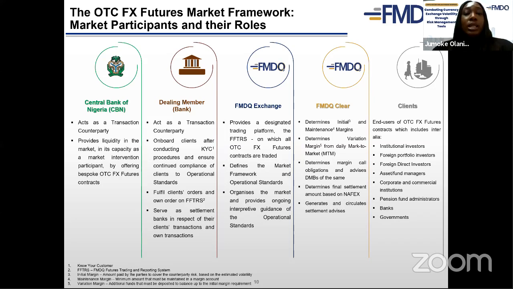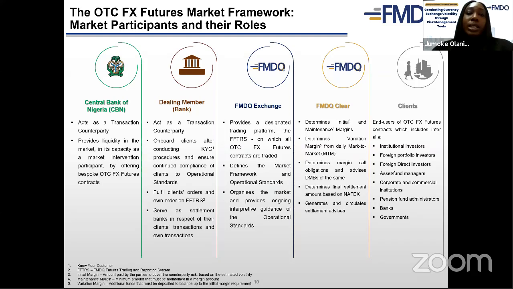However, in this market, the central bank is a transaction counterparty, in the sense that the central bank offers prices of the Naira settled OTC FX futures to provide the liquidity that is needed in that product. So the central bank in this context is participating as a market intervention participant, providing the bespoke pricing and rates for the bespoke contracts.